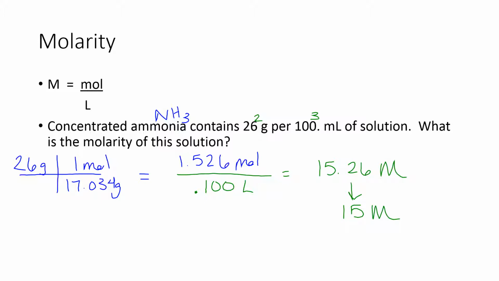This is going to give us a molarity of 15.26, and molar is just capital M. So always refer back to your original numbers for sig figs. 26 has 2 sig figs. 100 milliliters has 3 sig figs. So our answer should be rounded to 2 sig figs. So this is going to be a 15 molar solution. Let's look at another one.